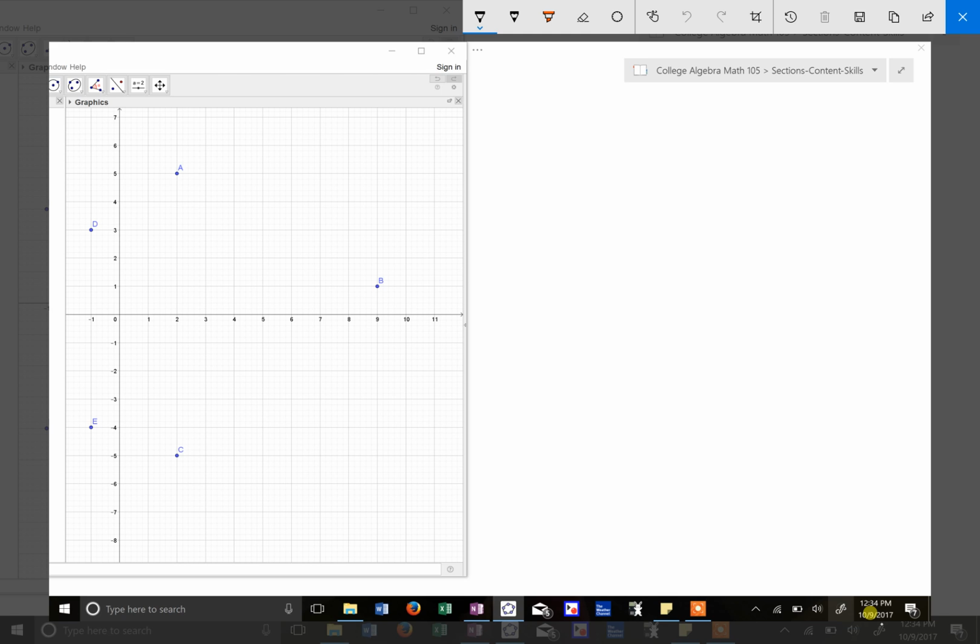So here I have the point A, and the point A is at 2, 5. That's my x value, and that's my y value. And I have another point here at 9, 1. This is point B, and this is 9, 1.